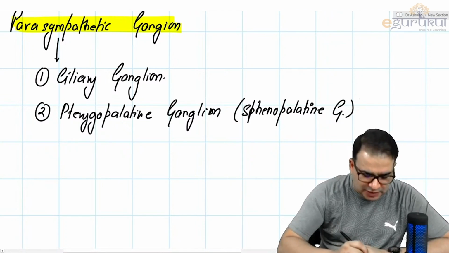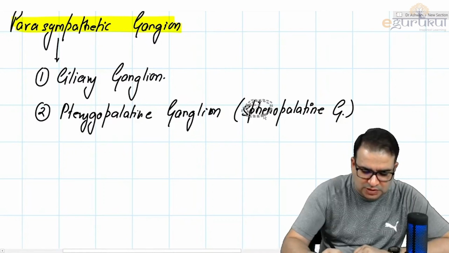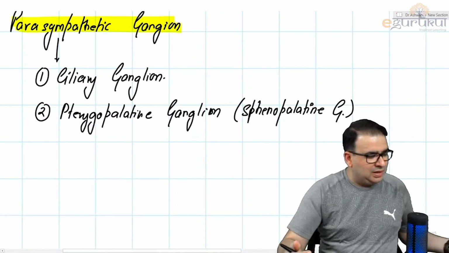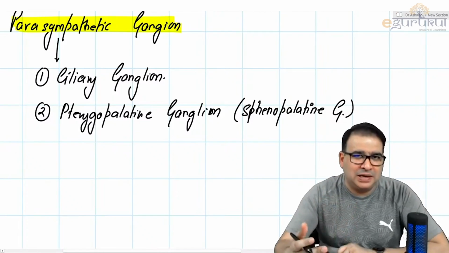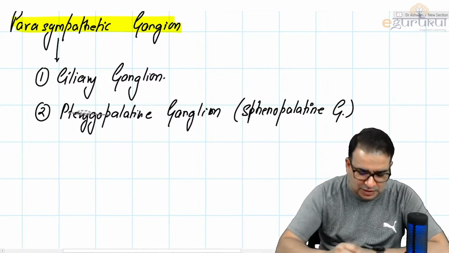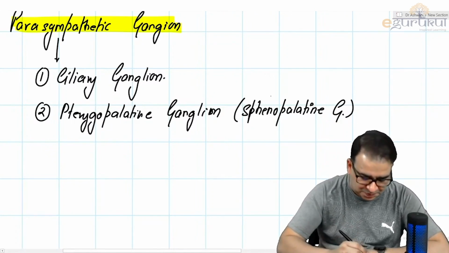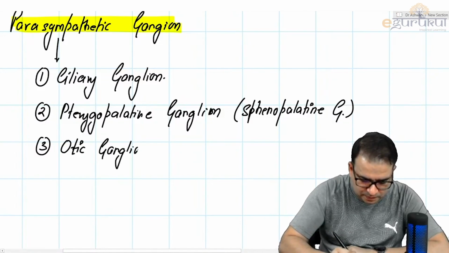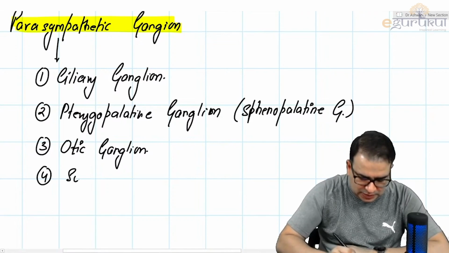It is the same thing. Actually, the pterygoid plates are part of the sphenoid bone. I'm telling you this for the people who have not done anything in the head and neck yet. So guys, we have the medial and lateral pterygoid plates in the skull, and those pterygoid plates are part of the sphenoid bone. So it is the same thing, whether you say pterygopalatine ganglion or sphenopalatine ganglion. Third, and probably the most important ganglion to be remembered, is the otic ganglion.